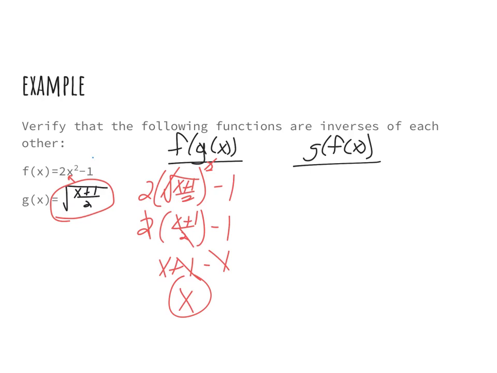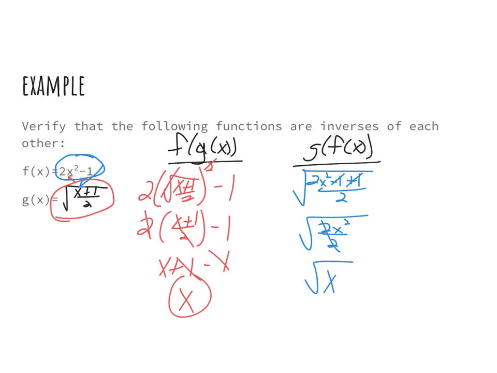So for g of f of x, I'm going to do the same thing. I'm going to take f of x and plug it in for x here. So instead of the square root of x plus 1 over 2, I'm going to have the square root of 2x squared minus 1 plus 1 over 2. The minus 1 and plus 1 are going to cancel each other out. So I've got 2x squared over 2. The 2's will cancel out. So I'm really just taking the square root of x squared, which is just x. So for both of them, I get an answer of just x. So these are, in fact, inverses of each other.